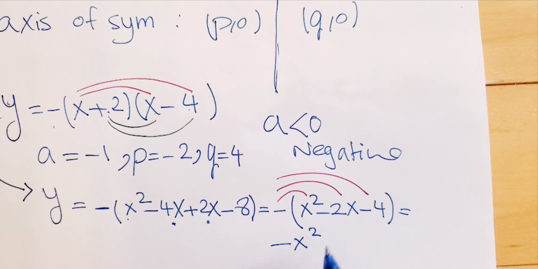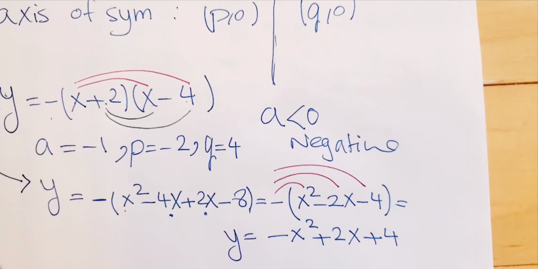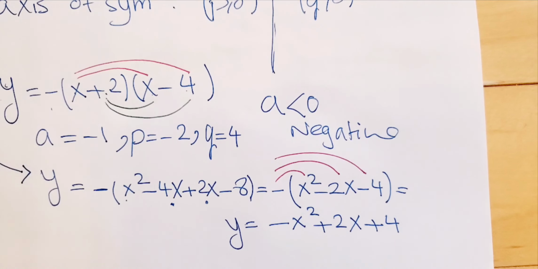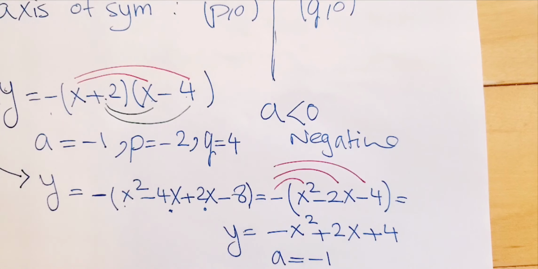So it would be -x to the power 2 plus 2x plus 4. So your final function would be something like this. And as you can see from here, your a is equal to -1, which is less than 0. So from here, we would know that our function would be downward, or in other words, it will open downward.